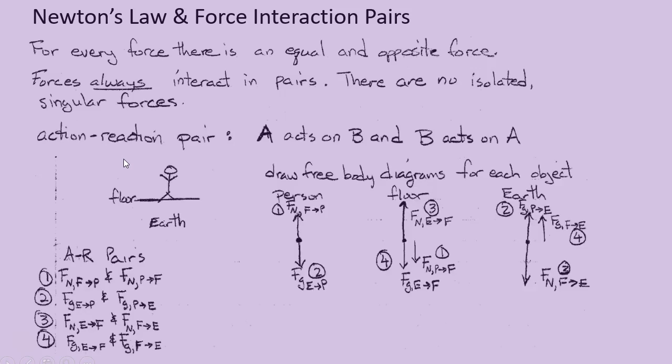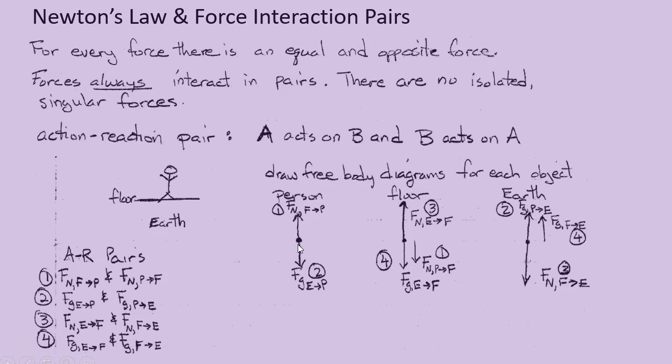Let's take a look at an example here and we'll identify action-reaction pairs. So we have the floor and we have a person standing on the floor and we have the earth below the floor. Let's draw free body diagrams for each object. That's important. We will never find action-reaction pairs on the same force diagram. We've got to draw a free body diagram for each object.